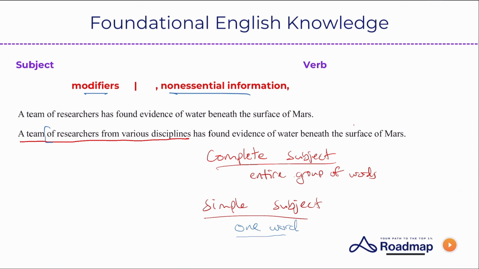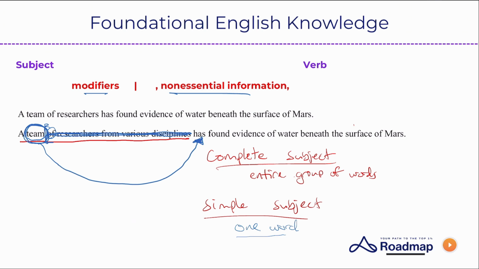Because you know the subject will never be found inside of modifiers, right? So again, the simple subject of this sentence is going to be "team." That's that one word that comes before the modifiers, the prepositional phrases in this case. Okay, so that's why we would say "a team has," like we saw in that previous example. So prepositional phrases are one type of modifier that you might see.